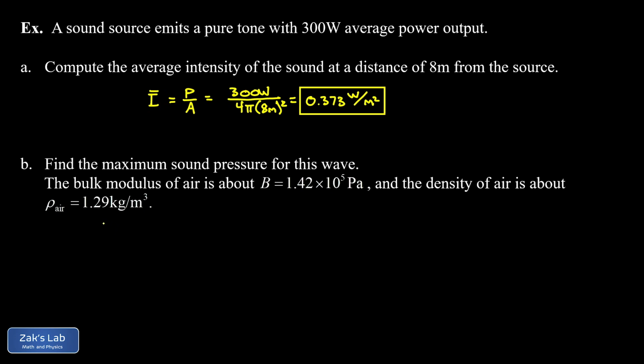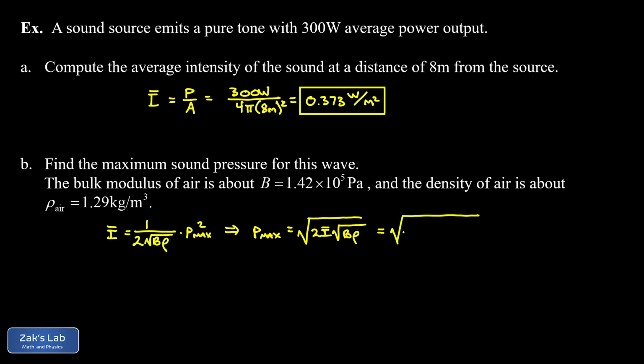So then in part B, we want to find the maximum sound pressure for this wave. And so we're going to use that relationship we derived. The average intensity is 1 over twice the square root of the bulk modulus times the density times our maximum pressure squared. So that P max is the thing we want to solve for here. So we need to multiply both sides by 2 square root B times rho, and then square root the result. So just solving this symbolically, P max is going to be the square root of 2 times our average intensity times the square root of B times rho.